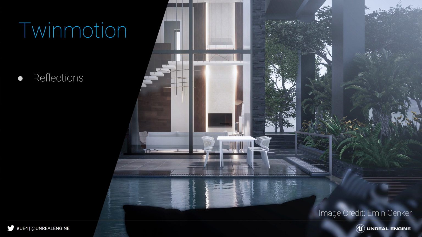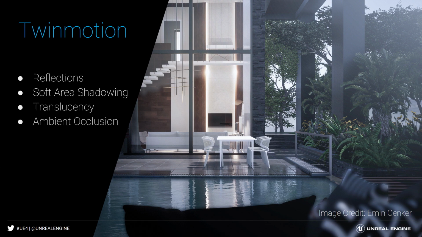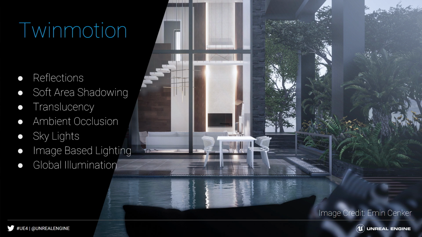Some of the things that we get natively right out of Twinmotion, creating some compelling imagery: beautiful reflections, soft area shadowing, translucency, ambient occlusion. We work with real-world lighting, so a skylight type of system, and global illumination. You get things like image-based lighting that we can work with. As I mentioned, global illumination there.